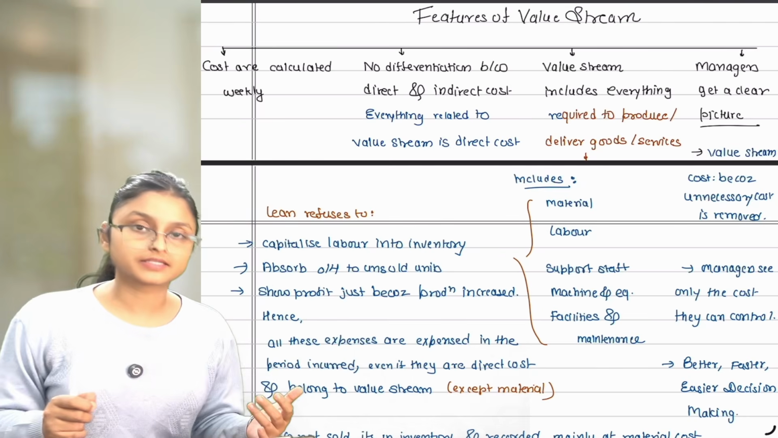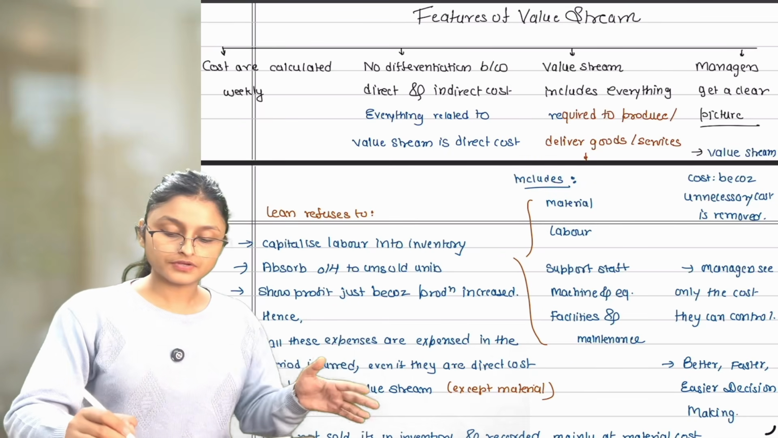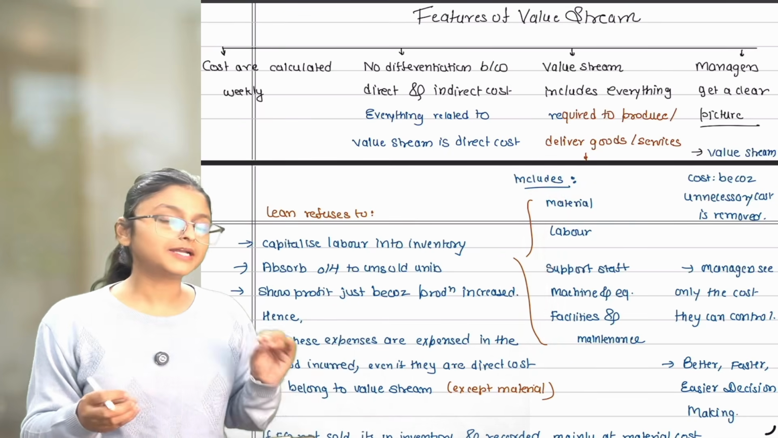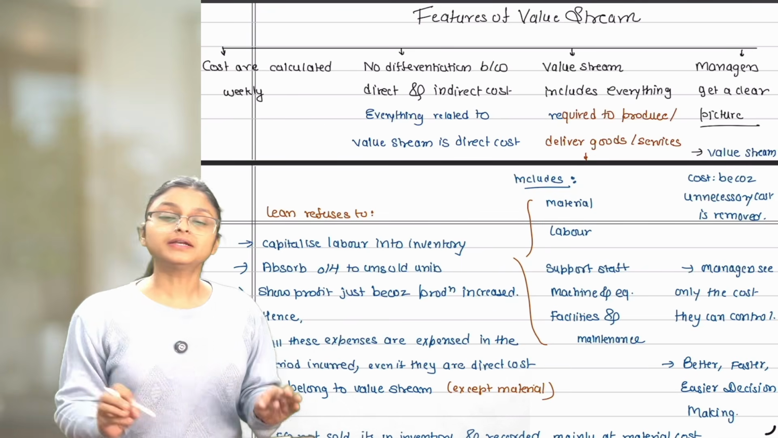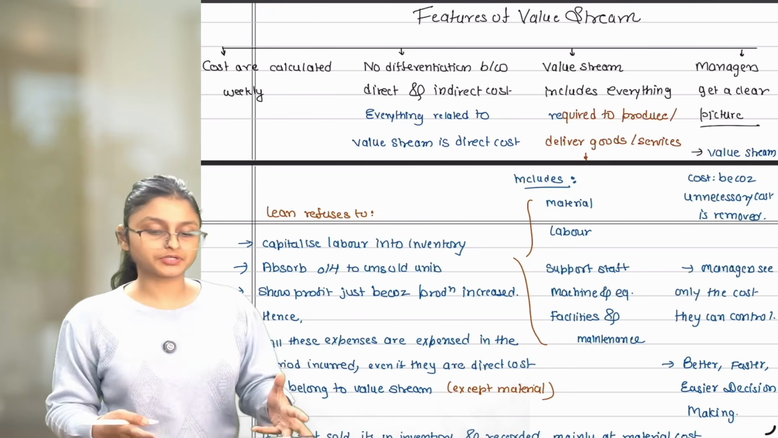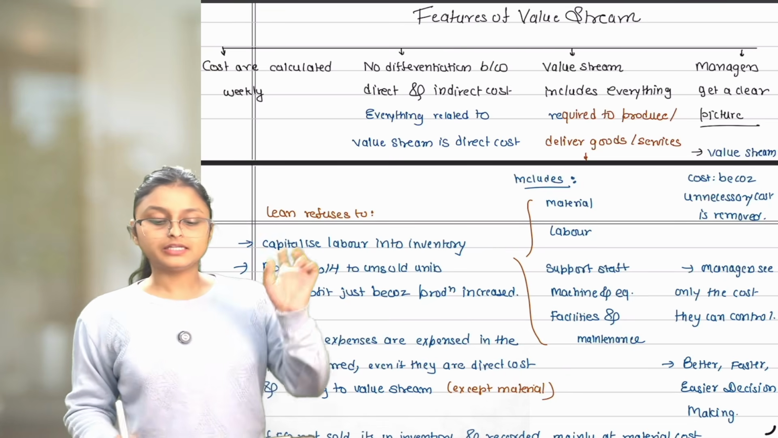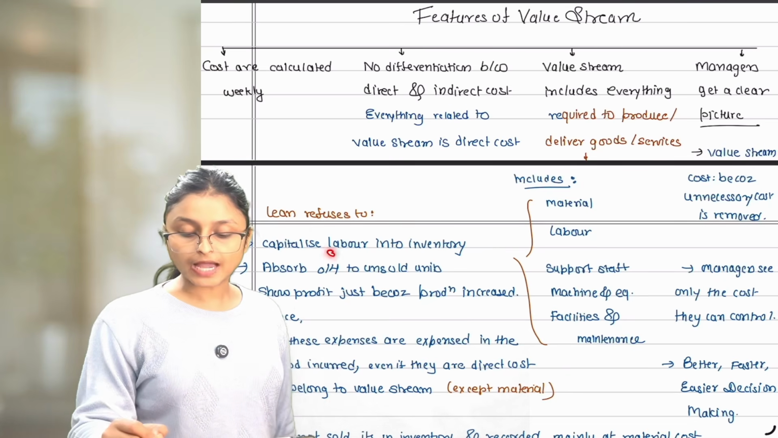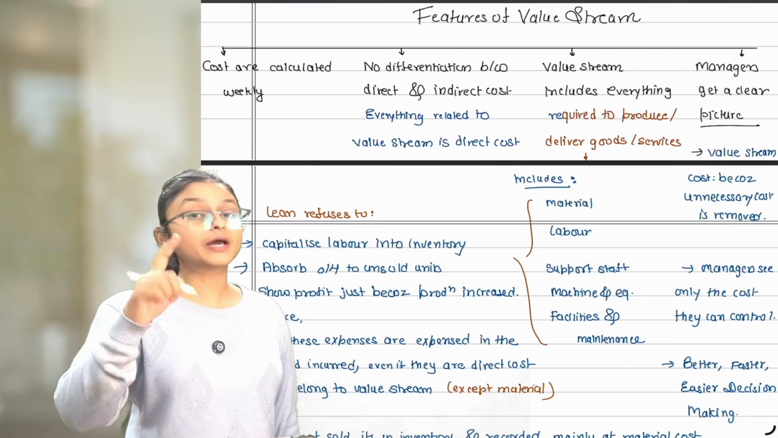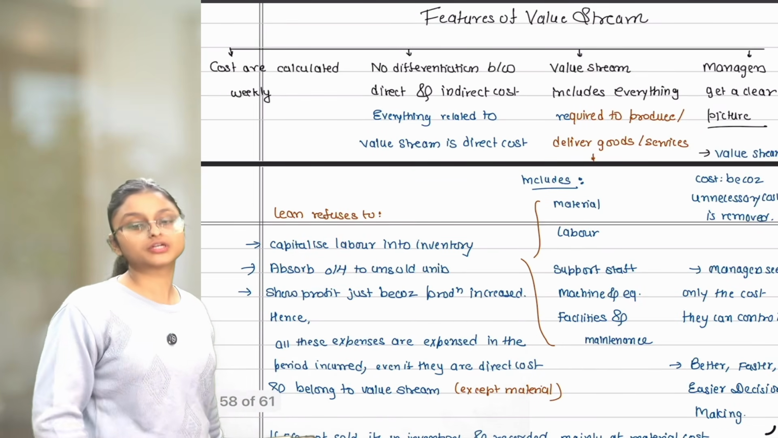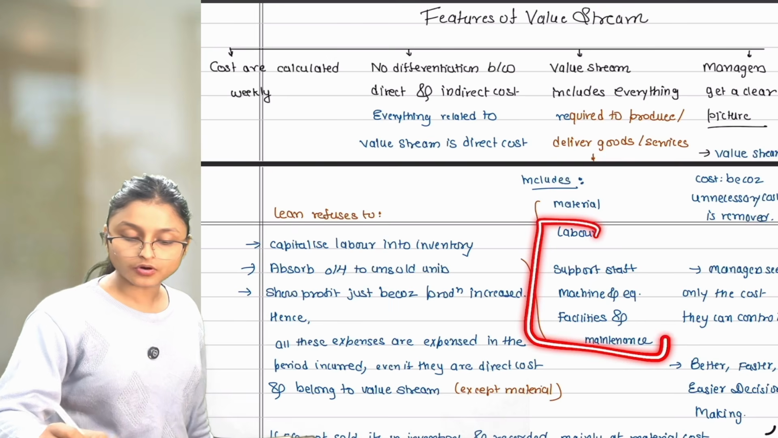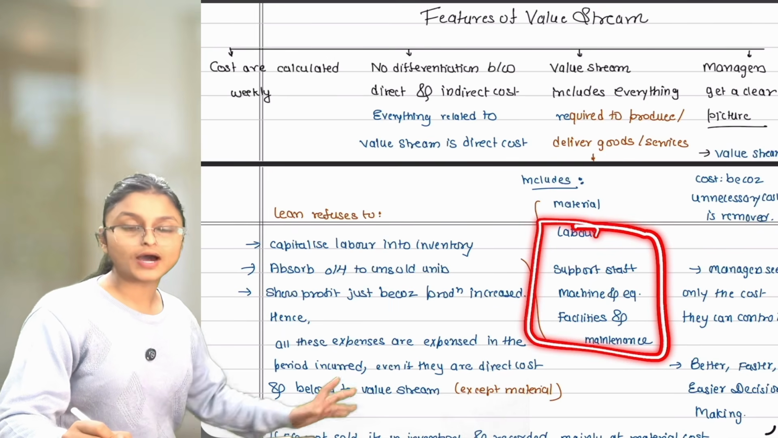Now, what lean says: if we are making some product, there might be some inventory, even if we don't want it in lean, but it might happen that there is some inventory. Then what will happen? Lean says that we refuse to capitalize labor into inventory. We will not capitalize labor into inventory. We will not absorb overheads to unsold units. So all of these costs will not go to our inventory.